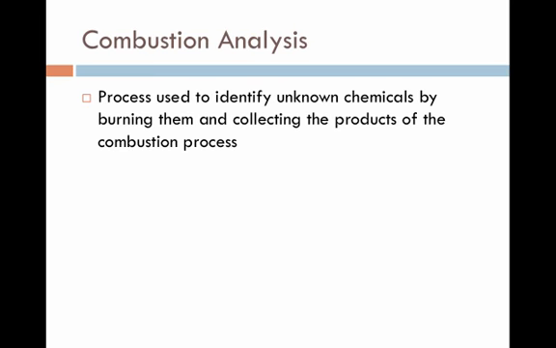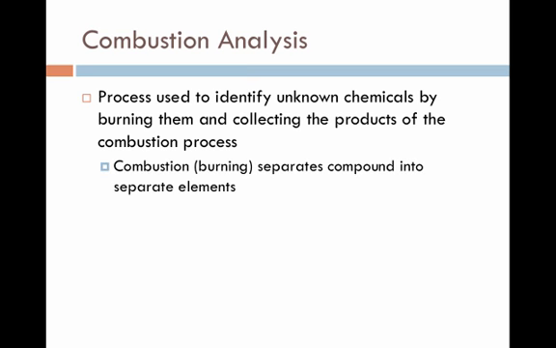This is the process known as combustion analysis. This is a lab process that's used to identify unknown chemicals by burning them and collecting the products of that combustion process. So that's what we're going to do. We're going to burn these things and collect the products. The combustion process itself separates the compounds into their separate individual elements.